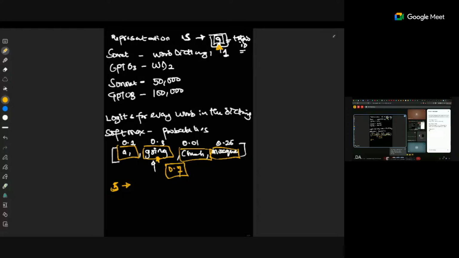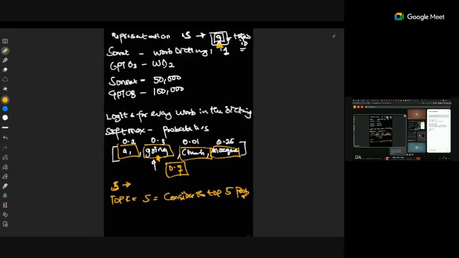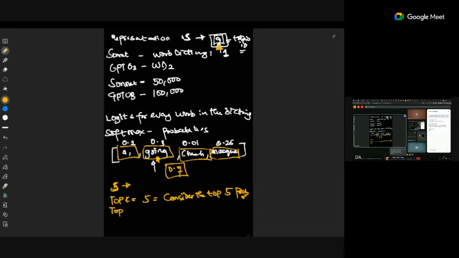So when you have stuff like top K equals 5, it means for every word you are generating, consider the top 5 probabilities. Of course, there's also top P and there's temperature. I'll talk about this if I have time at the end of the class. But now with top K, we know that it considers the top 5 probabilities.